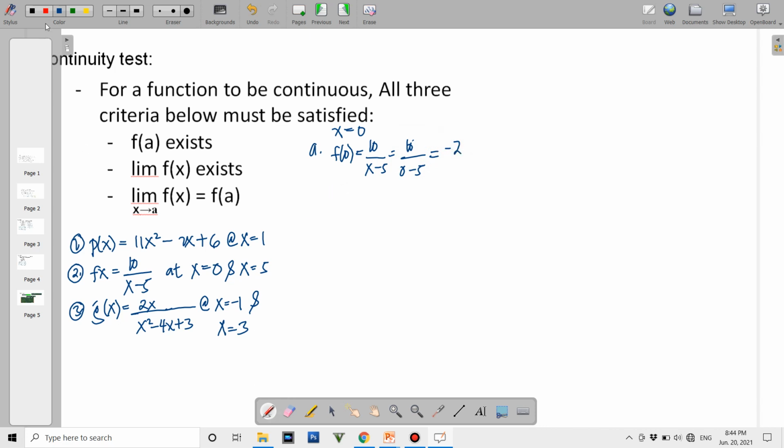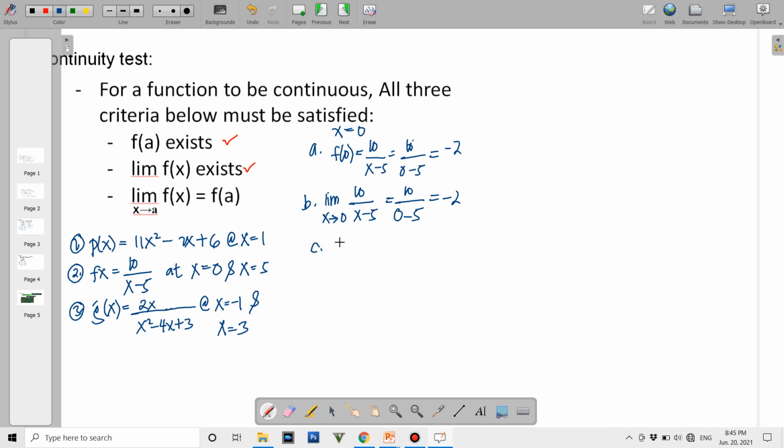So we have a check mark for the first criterion, and then for the limit, as x approaches 0, we have the function 10 over x minus 5. The same procedure, we just have to evaluate the limit as x is approaching 0, so just the same, we have negative 2, and that is for letter B. We put a check mark on letter B criteria.